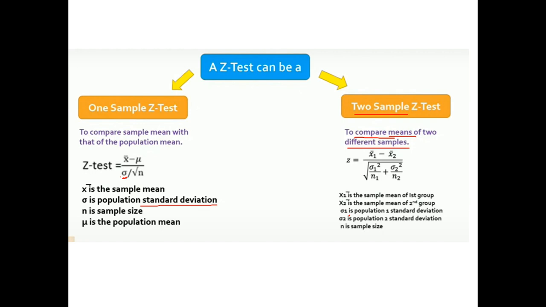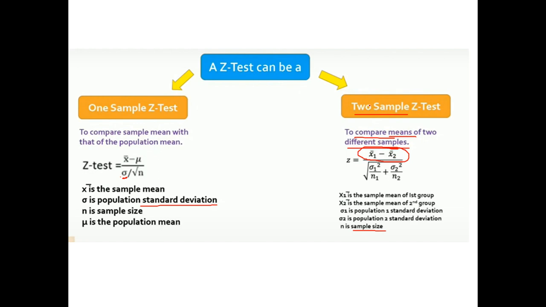I think this can be the same, and this can be different also, for the first group and second group. You will calculate the standard deviation and sample size. There should be sample sizes N1 and N2. This formula comes in. You can see the first term: when this value is zero, you can directly say both samples have the same mean, right?